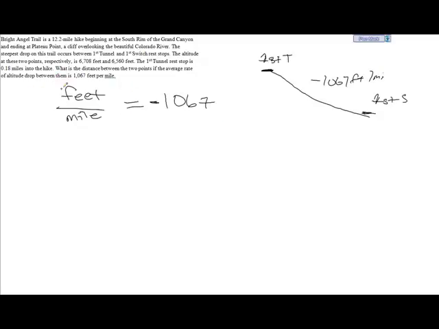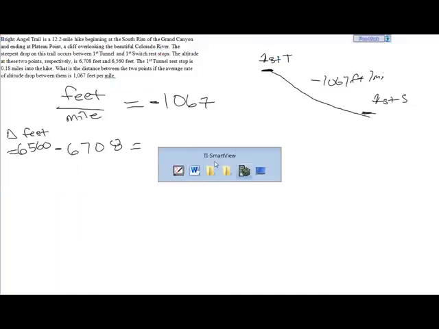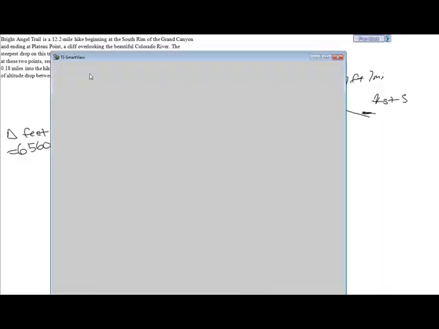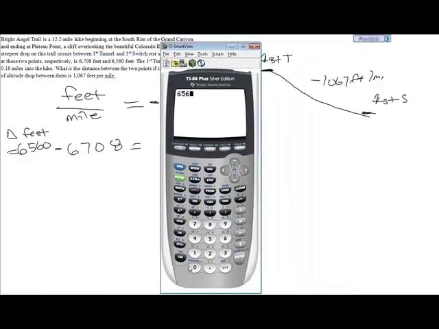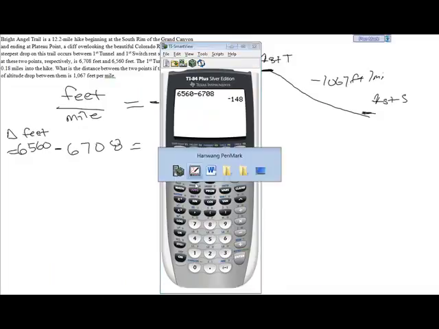Okay, well, so how would we get that negative 1067? Well, we would take the number of feet we've gone, which is 6708, taken away from 6560. That way we make sure we get a negative number to represent a drop. So this is change in feet. I'll write it that way, and that's equal to this amount right here. Type that into our calculator, 6560 minus 6708, gives us negative 148.